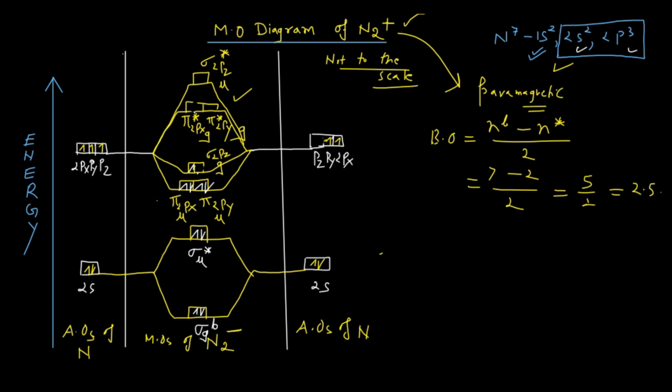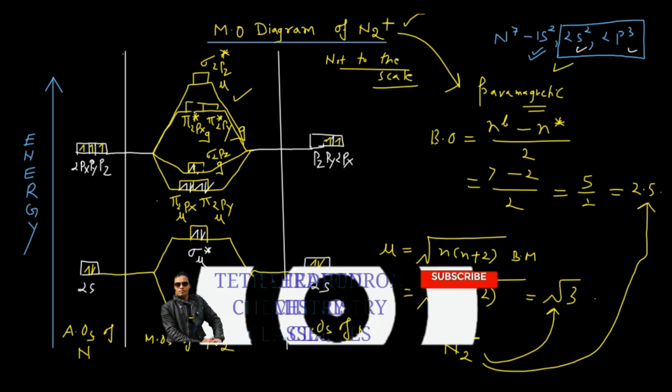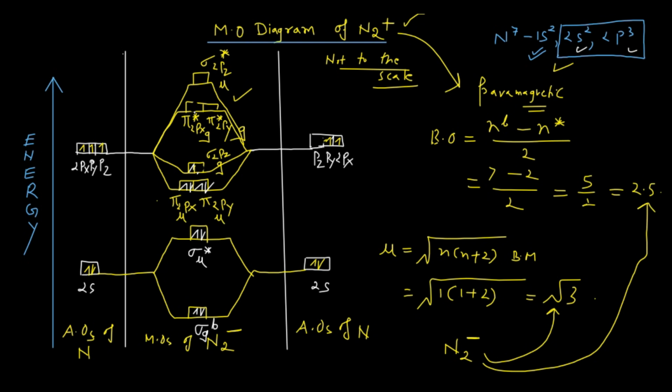And then if you want to calculate the magnetic moment, magnetic moment is what? Under root of n times n plus 2 Bohr magneton. So here under root, you see 1 times 1 plus 2, that is 3, under root of 3. You have just seen that for N2 negative, your magnetic moment was like that, and your bond order was also like that. That means for N2 positive and N2 negative, when you consider the bond order and the magnetic moment, they are the same.